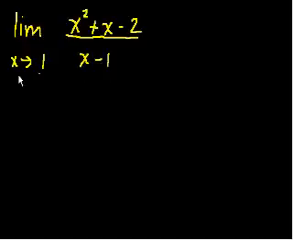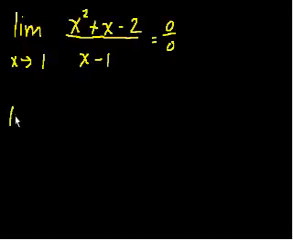Well, once again, let's evaluate what happens when x equals 1. You get 1 squared plus 1, so it's 2 minus 2. You get 0 over 0. So once again, we get 0 over 0, and we have to do something to this, maybe, to simplify it. Well, let's factor the top.